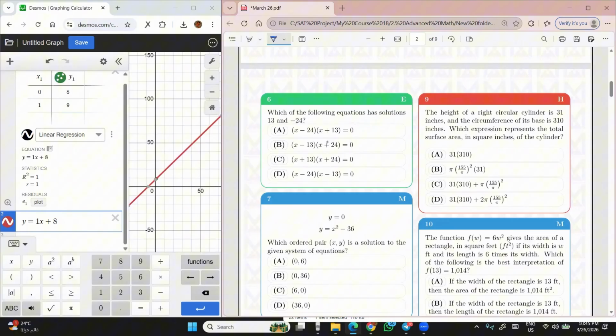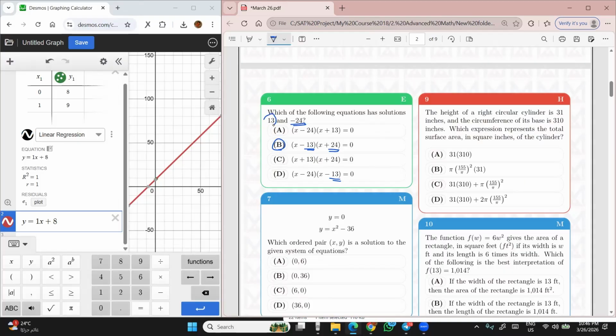So there is a difference between the factor and the solution. When you have a 0 here, the factor has an opposite sign of the solution. So the 13 here gives you a solution of negative 13, but we are looking for positive 13. So we are looking for negative 13 in the factor, which makes this one or this one a correct answer. And then what about negative 24? We need to have 24 inside the parentheses, which makes letter B our correct option.